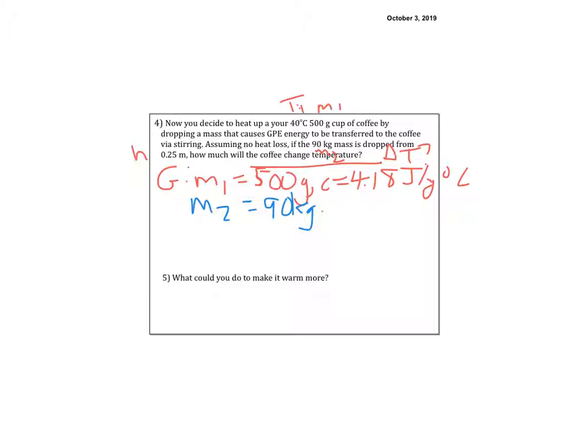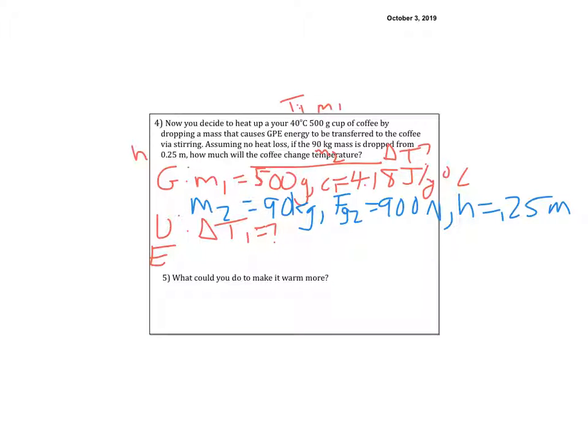Always think about that. And then my F, remember how we did that? We did FG2 would therefore be 900 newtons because we want it in S. Or you can leave it as MGs. And then we have H is equal to 0.25 meters. And my unknown is delta T1, right? Oh, this was a 1 because that was the first thing, right? Delta T1. So we know for our equations, we're going to have to use our delta Q1 is equal to M1C1 delta T1. But now we're going to set that equal to my heat.